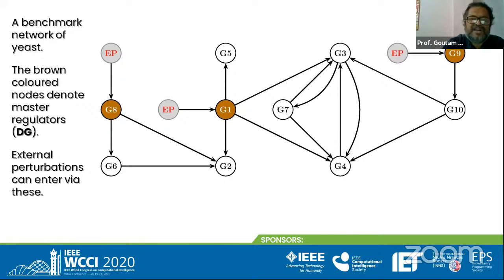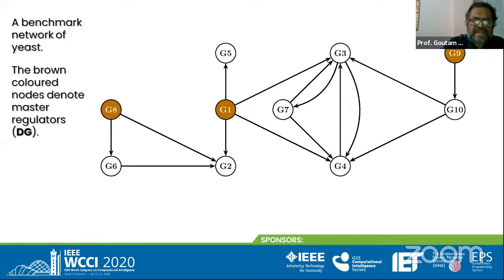You see, EP, external perturbations. These external perturbations are possible here. Look, this particular gene network, without any external perturbation, was nicely stable and working nicely. It is a completely healthy person's gene regulatory network.